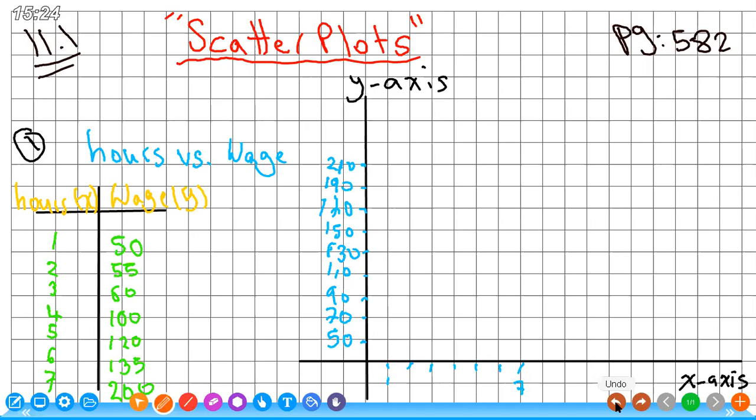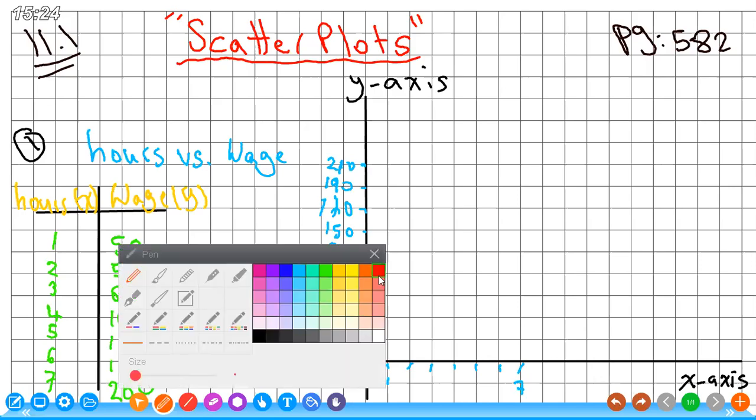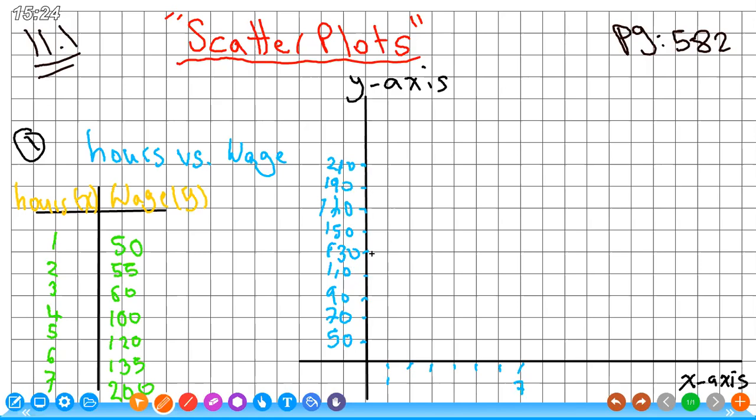Okay? Fine. Now let's plot the points, our points. I'm gonna use the red one. At 1 hour, it is 50. At 2 hour, it's 55. So something like here. 3 hour, it is 60. 4 hour, it's how much? It is around 100. 100 is here. 5 hour, it's at 120 here. 6 hour is at 135 here.